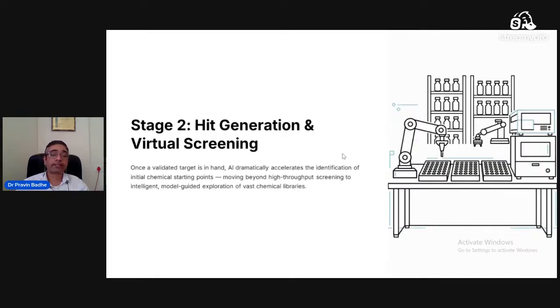Now, the second stage is hit generation and virtual screening. As I told you yesterday, we already have in silico studies where hits can be taken and virtual screening can be done. But with the help of AI, it has now been a turning point. It has moved beyond high throughput screening to actually having intelligence included from the data which is there in the public domain.